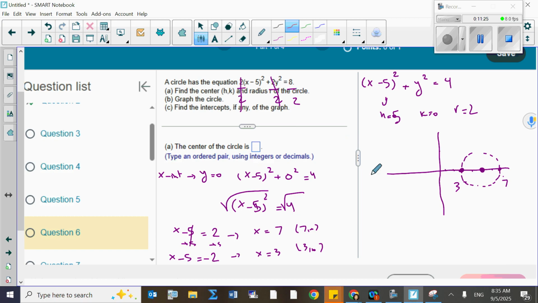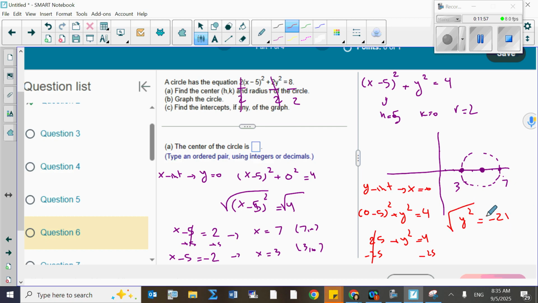Now, how do I find the y-intercept? To find the y-intercept, you're going to set the x equal to 0 into the equation and solve for y. So the equation is going to look like 0 minus 5 squared plus y squared equal to 4. Okay, let's see. Negative 5 squared will be 25 plus y squared equal to 4. I subtract 25 from both sides, and y squared is equal to negative 21. And you know that this is not possible if I want to take the square root. We don't have a real square root of a negative number. So that means there is no y-intercept here.